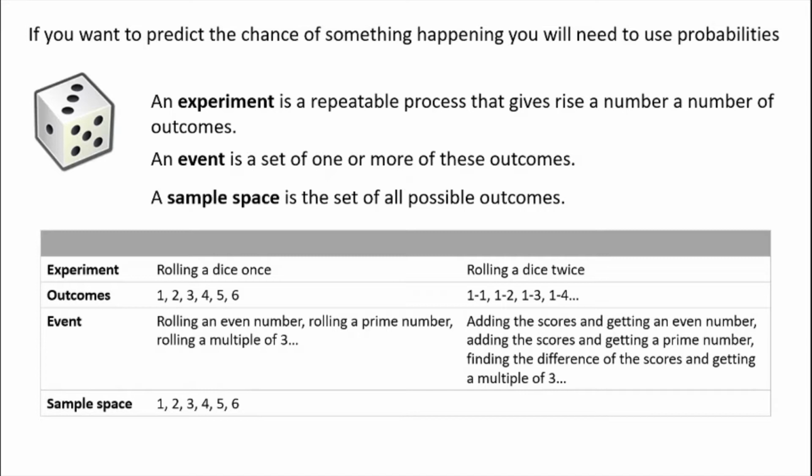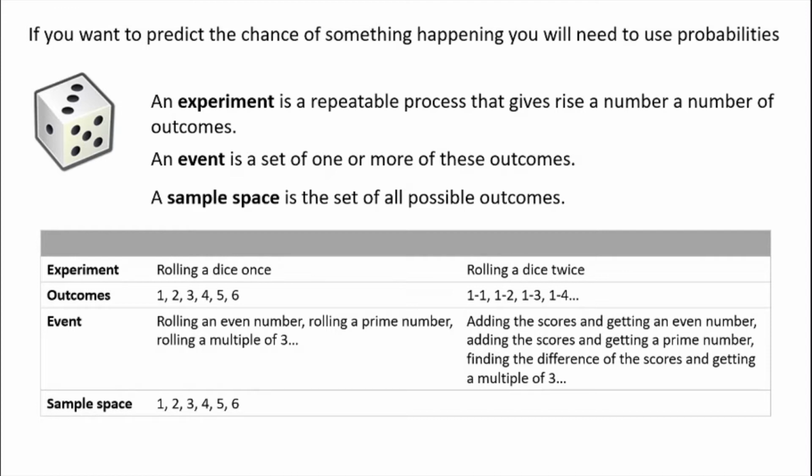Events. A lot of students assume that we're always adding the scores together, so just be careful whether or not it's specified what you're doing with the 2 scores. But an event could be adding the scores and getting an even number, adding the scores and getting a prime number, finding the difference of the scores that you achieved on each dice, and getting a multiple of 3.